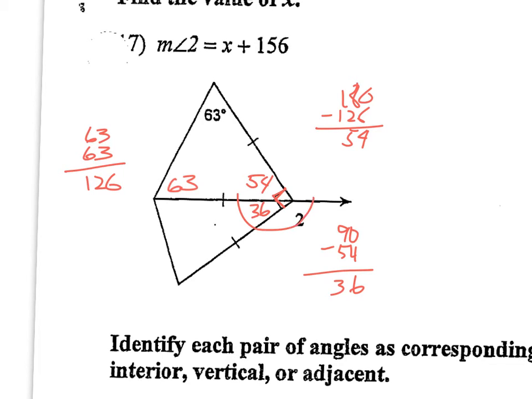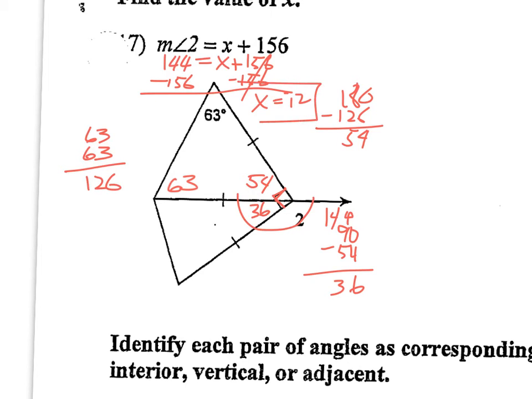And here's a linear pair, so angle 2 has got to be 144. So that means that if the measure of angle 2 is 144, and that's x plus 156, I can take away 156 from both sides. And that's why x equals 144 minus 156, so that's negative 12. Writing it nicer, x is negative 12.